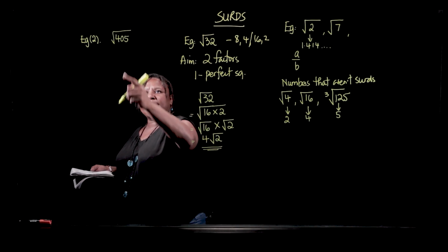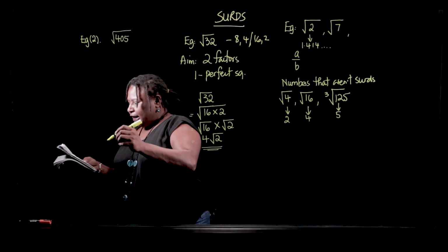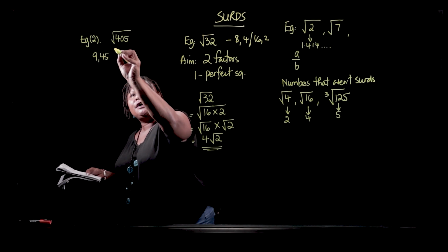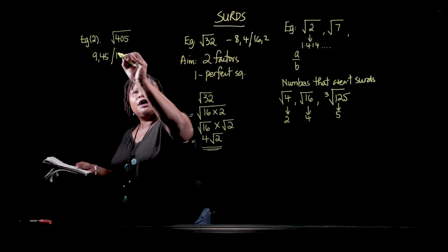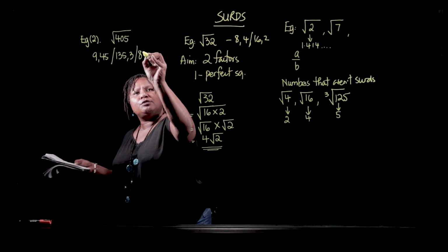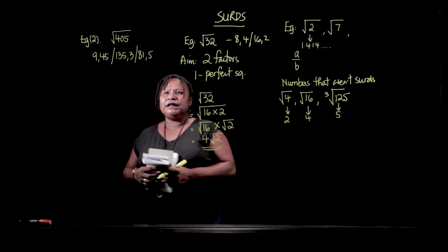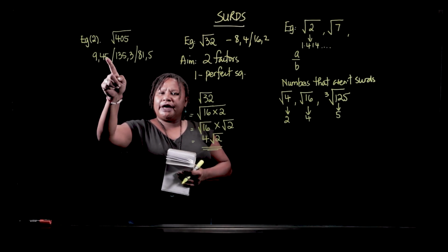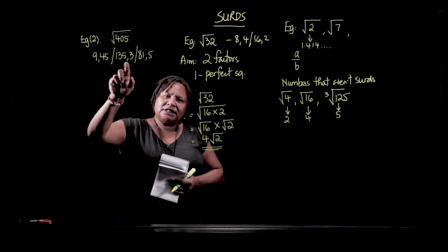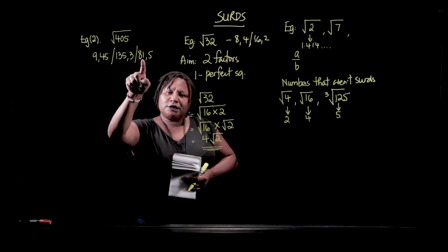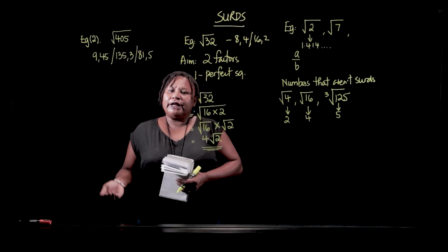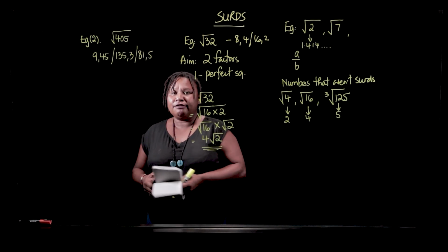Okay, so let's look at the factors of 405. We have factors like 9 and 45. Okay, we also have 135 and 3. And we also have factors of 81 and 5. Okay, now 9 and 45, this square number is too small. Okay, 135 and 3, none of these numbers are square numbers. And you look at this pair of factors, 81 is a square number. Okay, so the better choice would be 81 and 5.